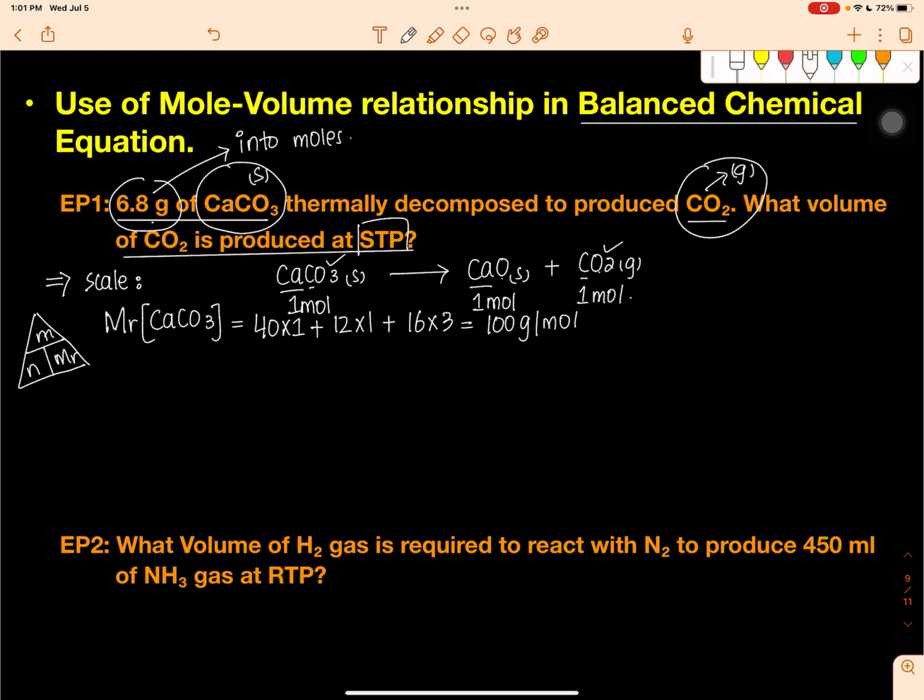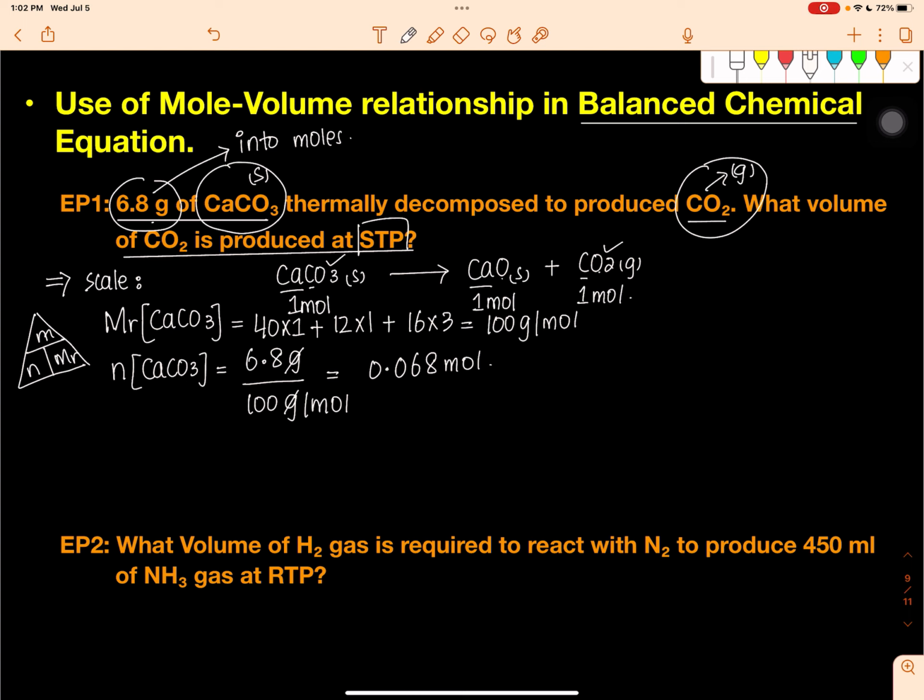This is the unit of Mr. We need to find out the number of moles of calcium carbonate. This is equal to mass, given mass 6.8 grams, divided by 100 grams per mole. What do we get? Grams cancel out grams. So 6.8 upon 100, we get 0.068 moles.